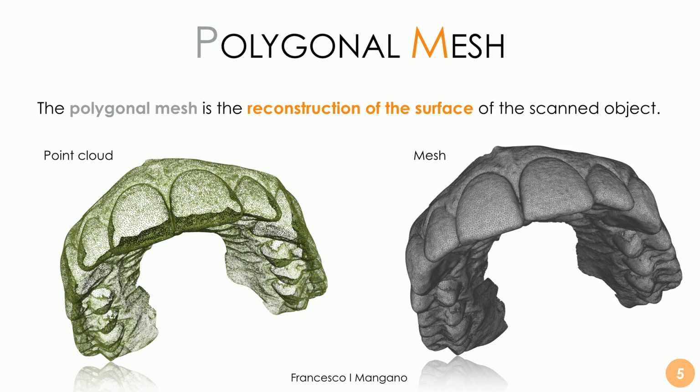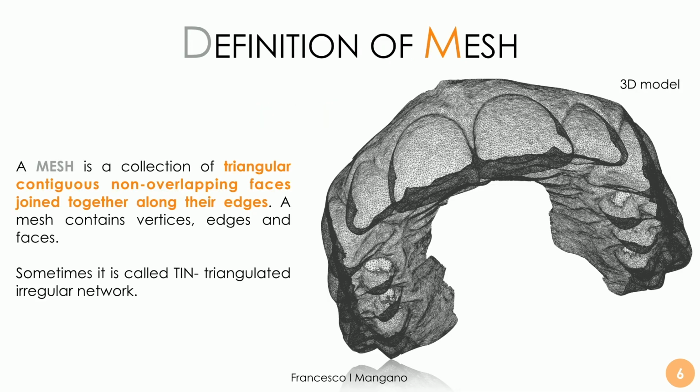Then we have an interpolation, and we have a set of triangles. Then we have a surface that is made by up to 1,000 million triangles, depending of course on the different machine. And the definition of mesh is this one.